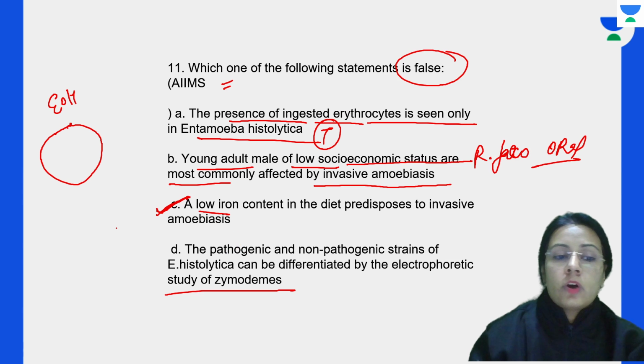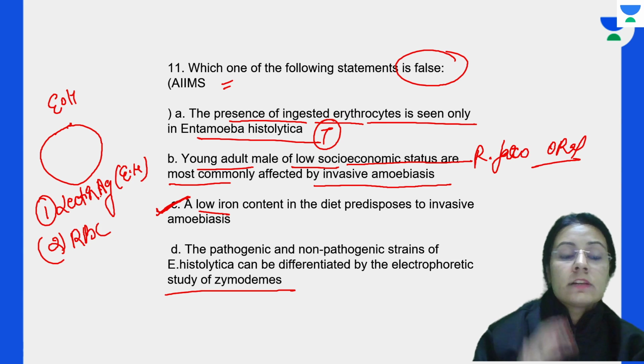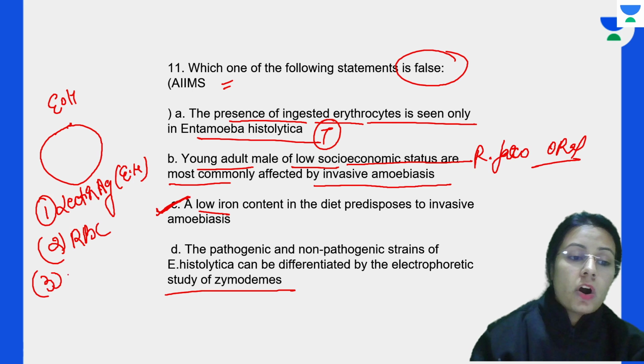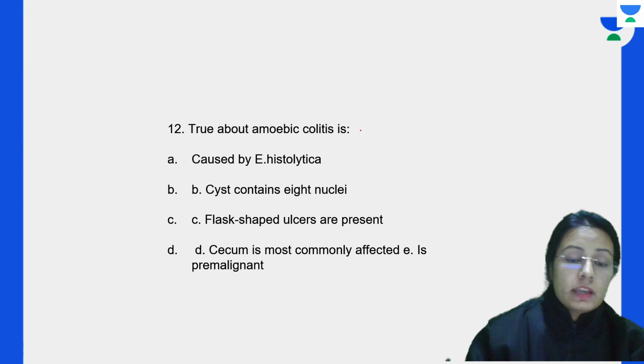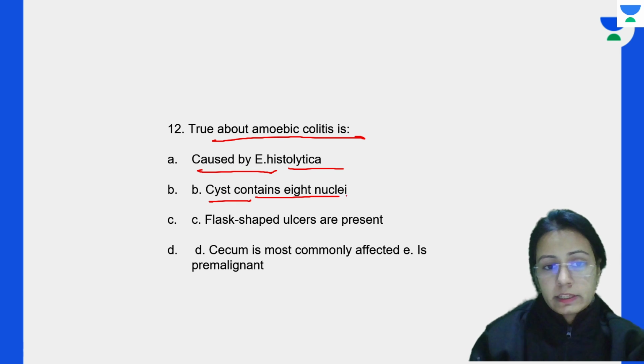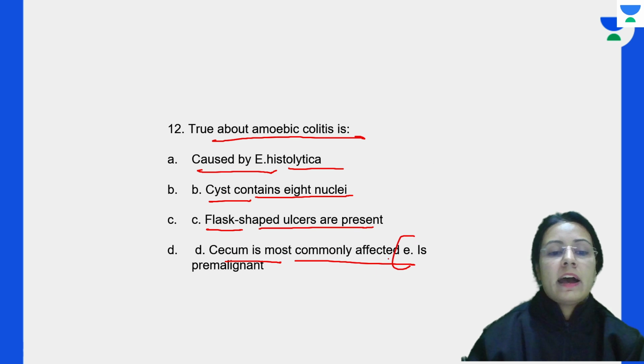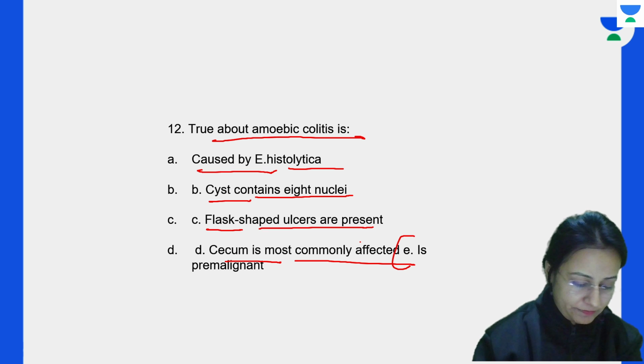The pathogenic and non-pathogenic can be differentiated on the basis of the lectin antigen, which is present only in Entamoeba histolytica, on the basis of RBCs that are engulfed only by Entamoeba histolytica, or by the zymodeme study, the isoenzyme study of Entamoeba histolytica. True about amoebic colitis: it is caused by Entamoeba histolytica, contains 8 nuclei in the cyst, flask-shaped ulcers are present, and the cecum is most commonly affected and is pre-malignant.